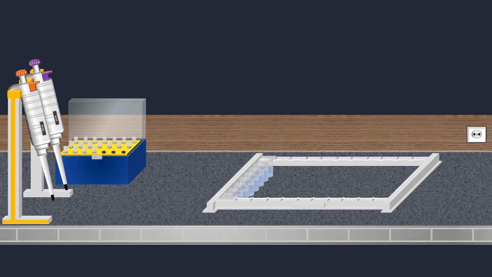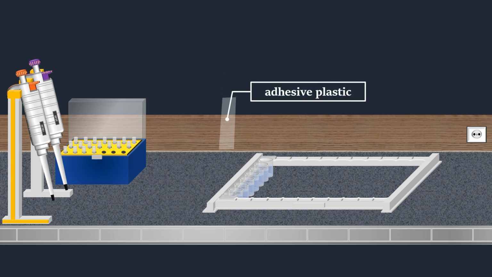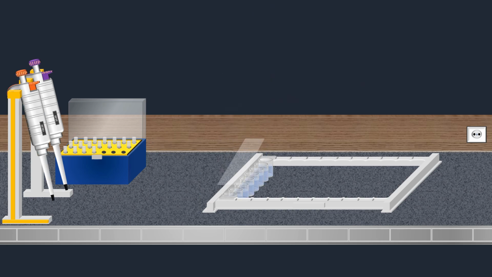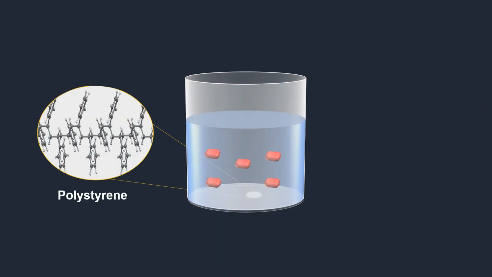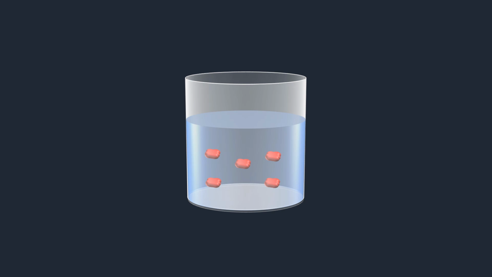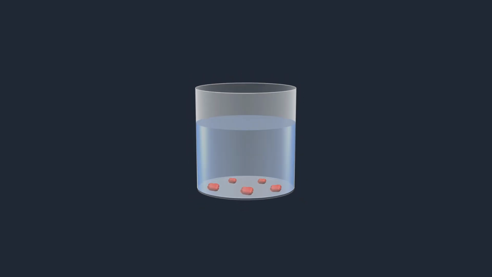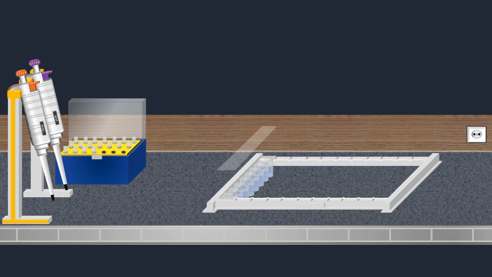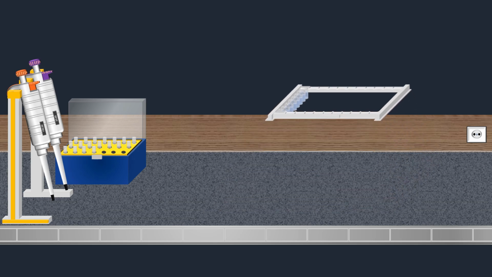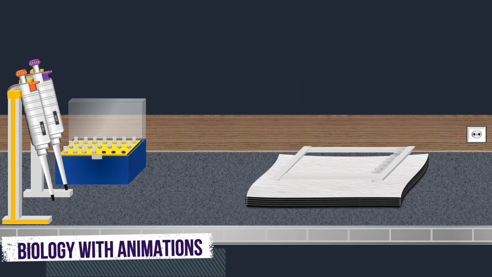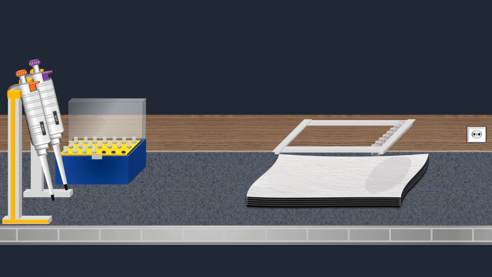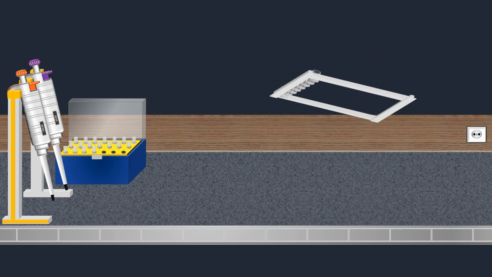Then, the well strip is covered with adhesive plastic and incubated at room temperature or in a laboratory oven. In ELISA, the most commonly used material, as the solid phase, is polystyrene. The antigen is immobilized onto the polystyrene surface. Next, the adhesive plastic is removed. Then the well strip is overturned and tapped to remove the excess antigen solution. Also, an absorbent paper towel is used to ensure the thorough removal of the antigen solution.